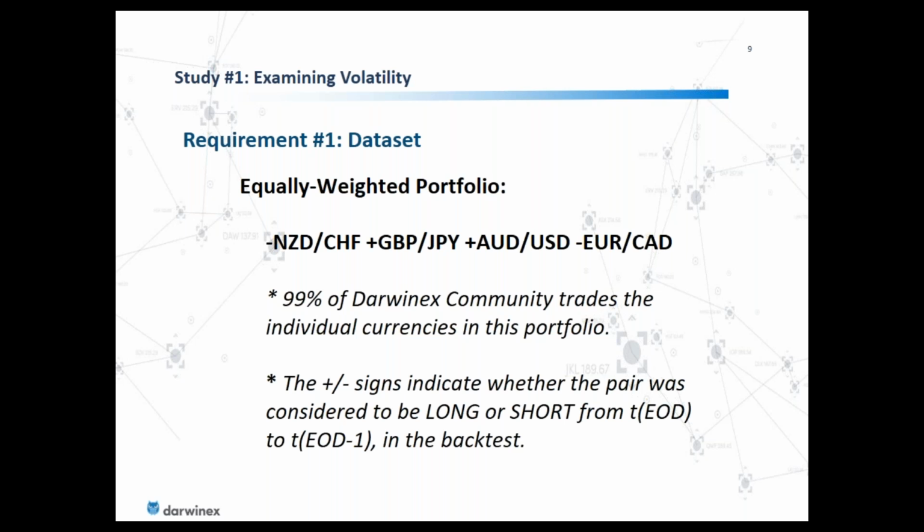The plus and minus signs that you see on those currency pairs indicate how we structured the portfolio in order to make it a reasonably balanced portfolio. And the plus and minus signs basically indicate whether the pair was considered to be long or short when we were calculating volatility. And I will show you exactly how we calculated volatility. It's a fairly simple process later on as well.